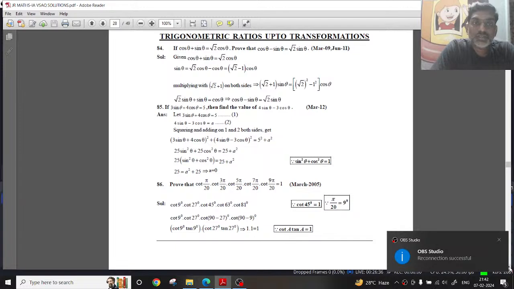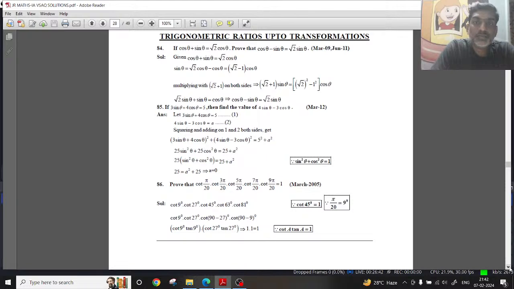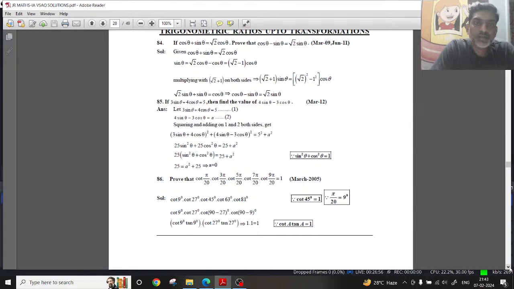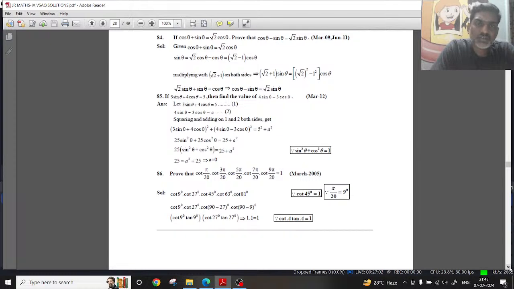So question number 84, cos theta plus sin theta equal to root 2 cos theta, then cos theta minus sin theta equal to root 2 sin theta. You have to find out that cos theta minus sin theta. So cos theta plus sin theta equal to root 2 cos theta, right? From that sin theta find out, and multiplying with root 2 plus 1 on both the sides and simplify, you can get the answer. 3 sin theta plus 4 cos theta equal to 5, 3 sin theta minus 3 cos theta, 4 sin theta minus 3 cos theta. Same model question.